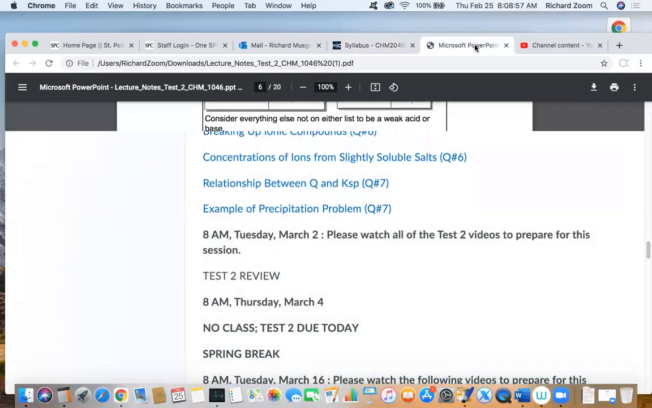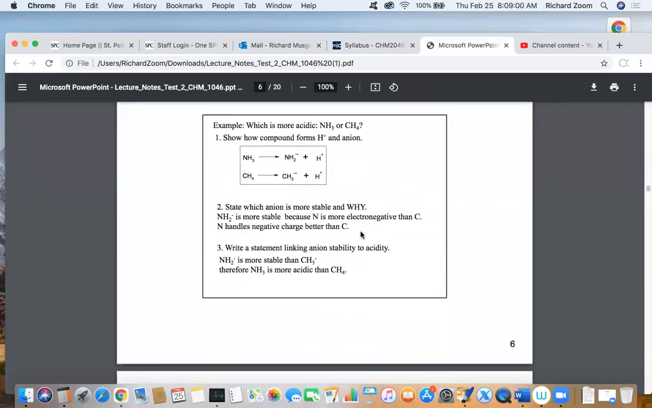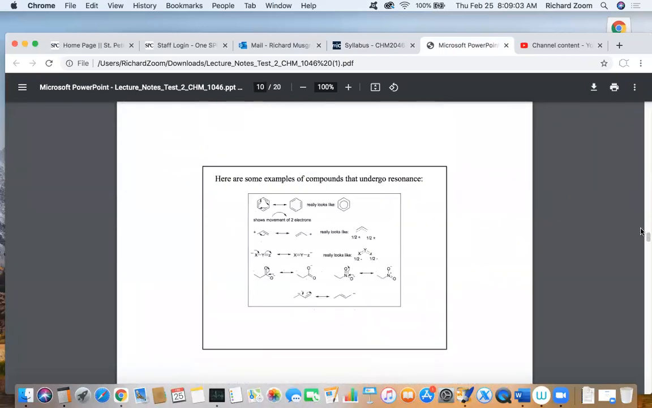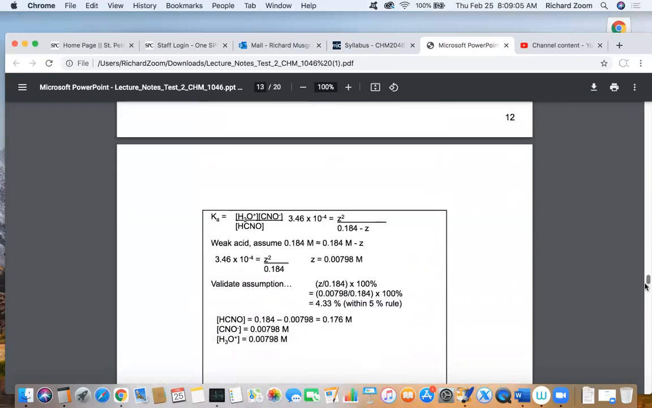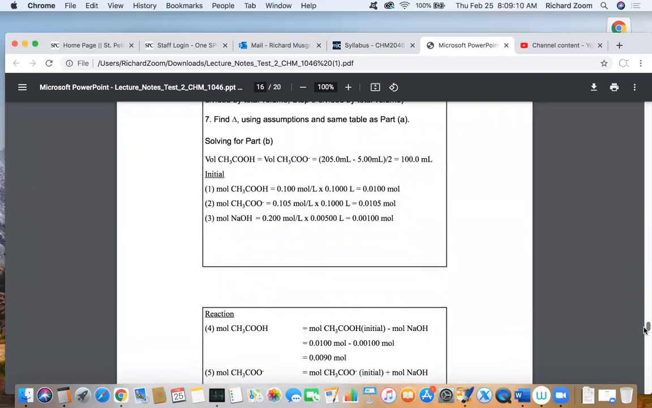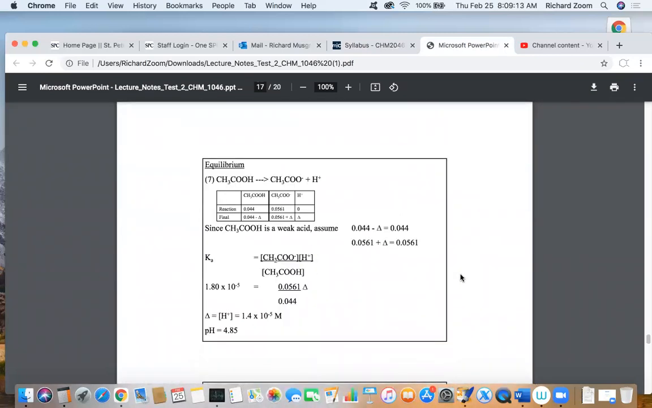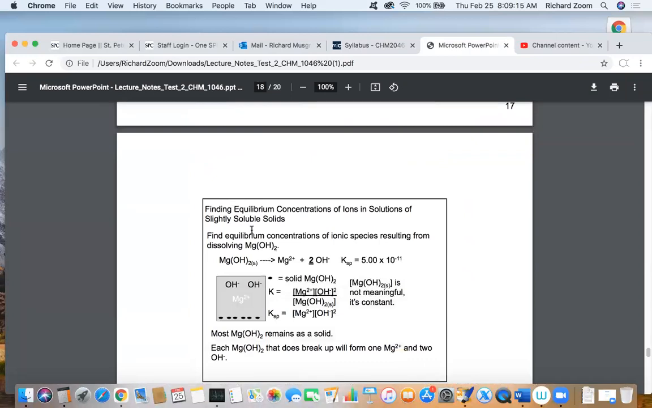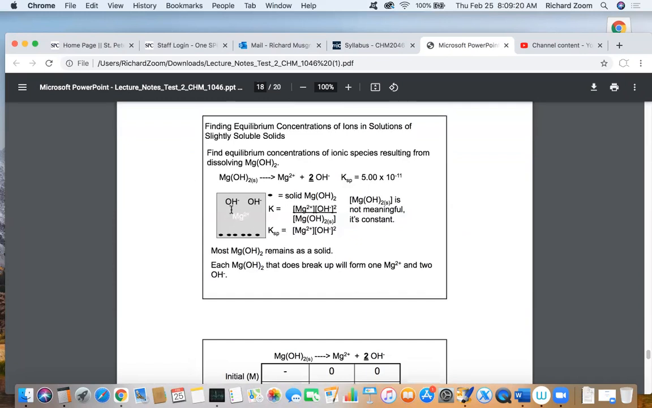Okay, so we're looking at the concentration of ionic species in slightly soluble salts. Now, the slightly soluble salt that we're talking about here is going to be magnesium hydroxide in this example. And this is the kind of question that you'll be faced with. Find the equilibrium concentrations of ionic species resulting from dissolving Mg(OH)2.